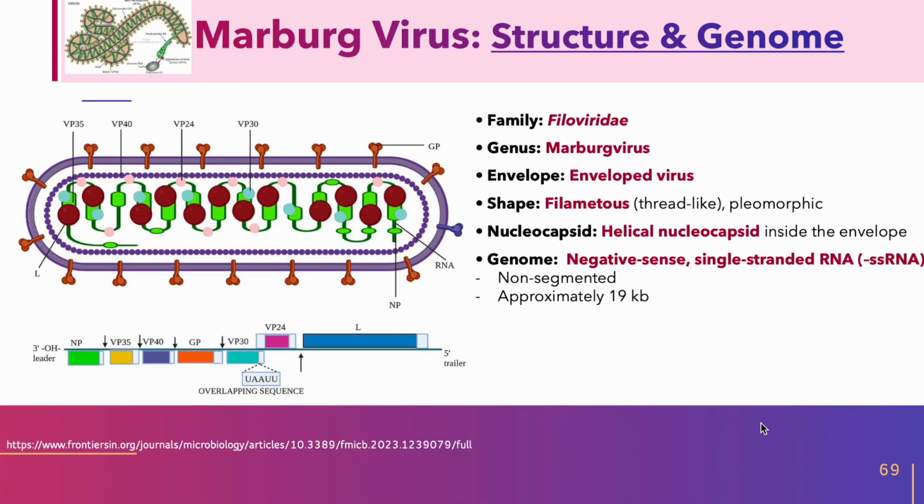For Marburg virus, the structure and genome, you can see the shape here. It's filamentous or thread-like. It can be pleomorphic as well, like the previous one. The family is Filoviridae, genus Marburg virus. It has an envelope, so you can see it here in the purple line. There is the nucleocapsid, which is the helical structure inside the envelope, and the genome is a negative-sense single-stranded RNA, non-segmented.